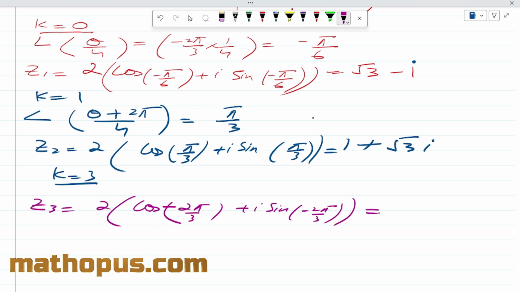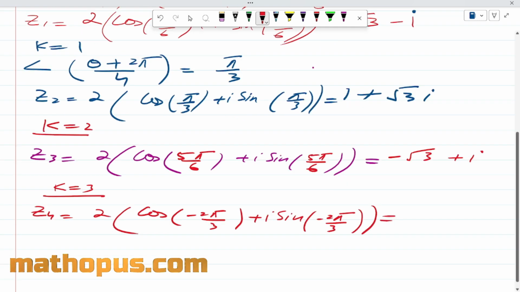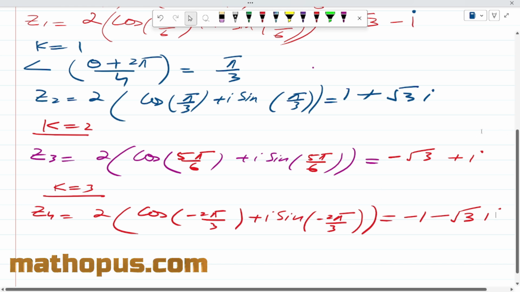So let's use a calculator. 2 cos minus 2 pi over 3 times 2. It is minus 1. The real part is minus 1, and the imaginary part is square root 3 iota. Let's check it out. It is minus 2 pi over 3 times 2. Yes. So these are the 4 roots of the complex number, in polar form and in Cartesian form as well.